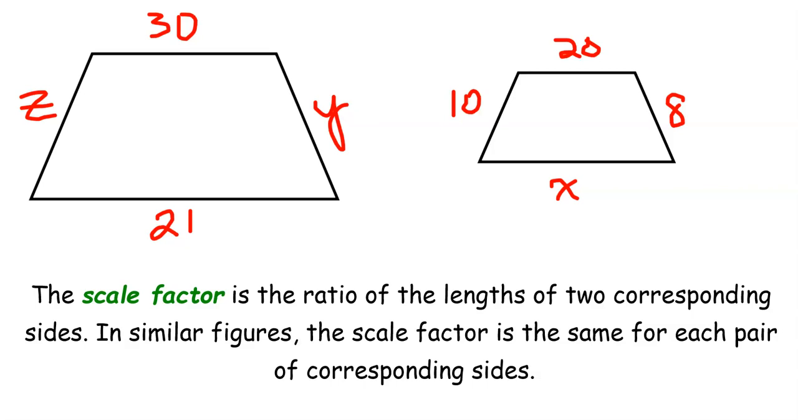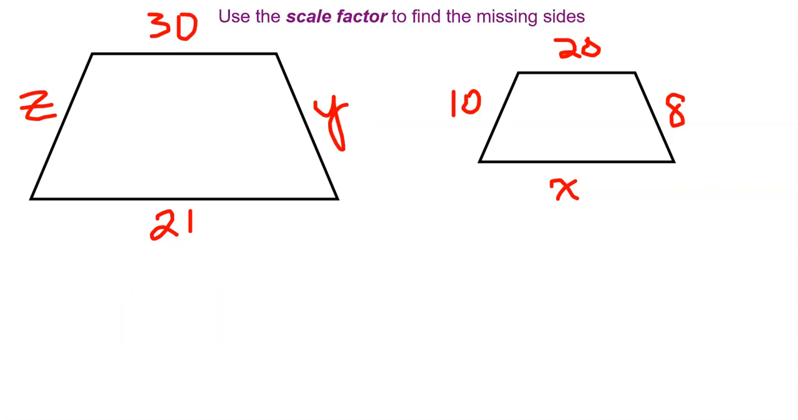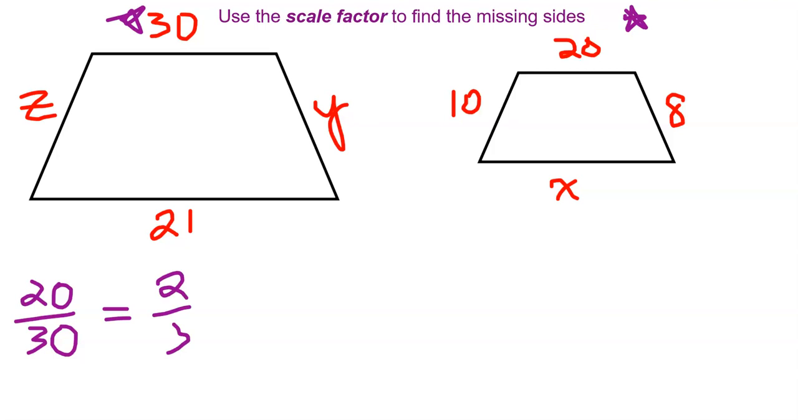So the first thing we can do with these figures is calculate the scale factor. Now we have z and 10 being corresponding sides, 21 and x, y and 8. None of those are going to allow us to calculate the scale factor, but if we look at the sides at the top of these two trapezoids, what we have is a side of 20 and a side of 30. 20 and 30. That means that the scale factor is the simplified ratio there of 2 to 3. We could have this reversed, and we could have the scale factor be 3 to 2, and that would tell us how to transform from the larger of the two similar shapes to the smaller of the two similar shapes.